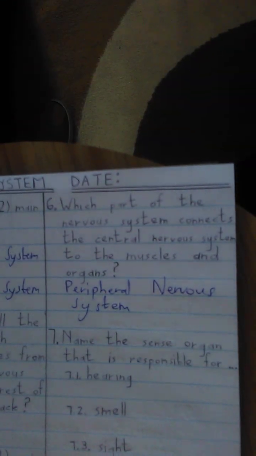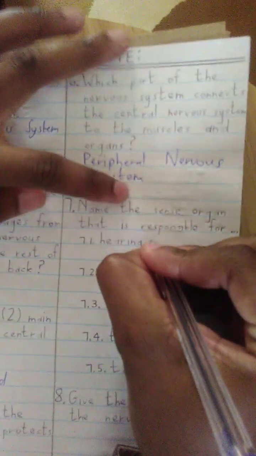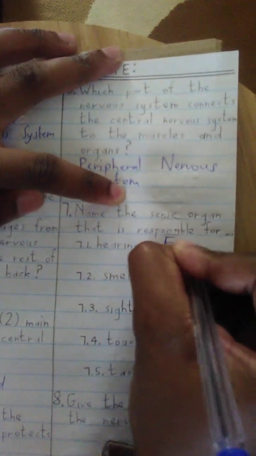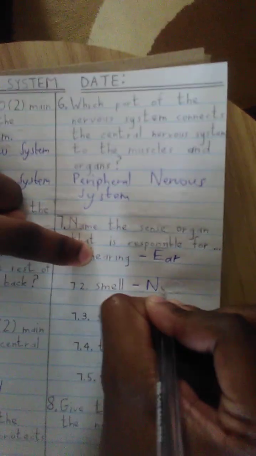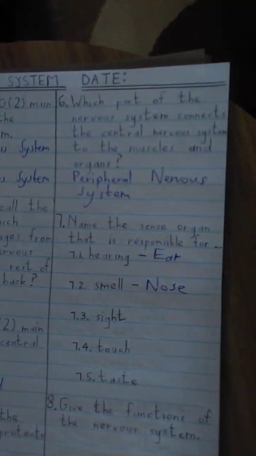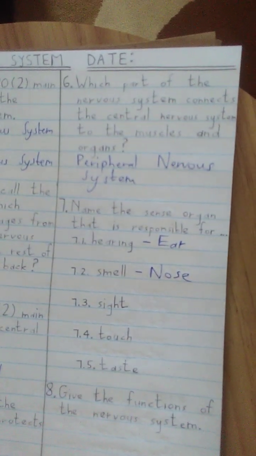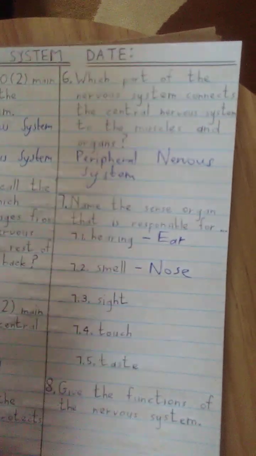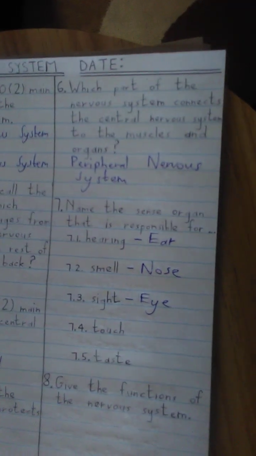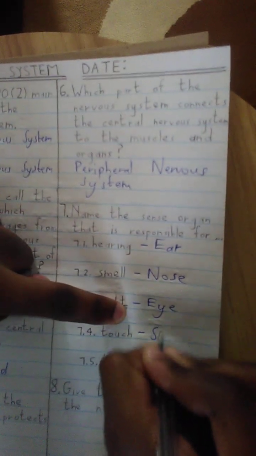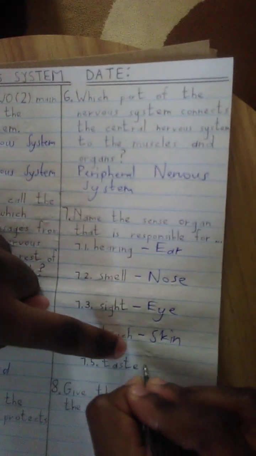Number 7 states, give the sense organ that is responsible for hearing. Hearing, we know that it is the ear. Smell, we know that it is the nose. Sight, we know that it is the eye. Touch, this is the skin. And taste, this is the tongue.